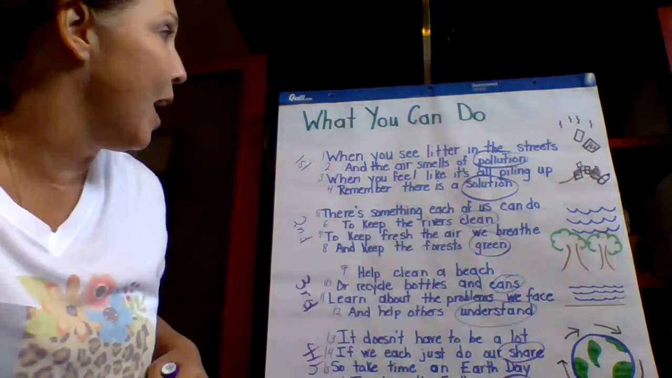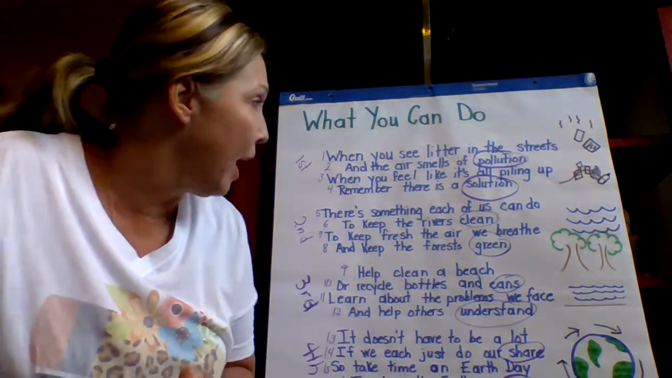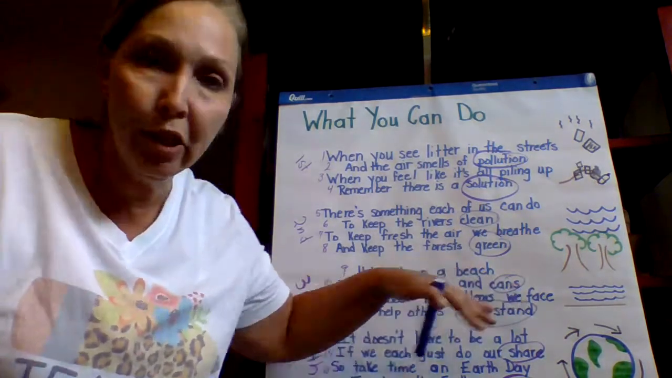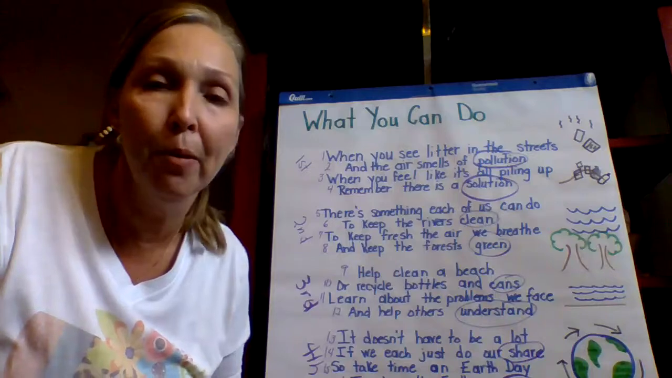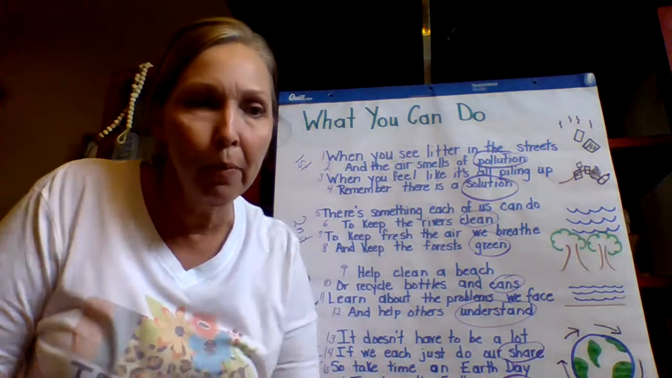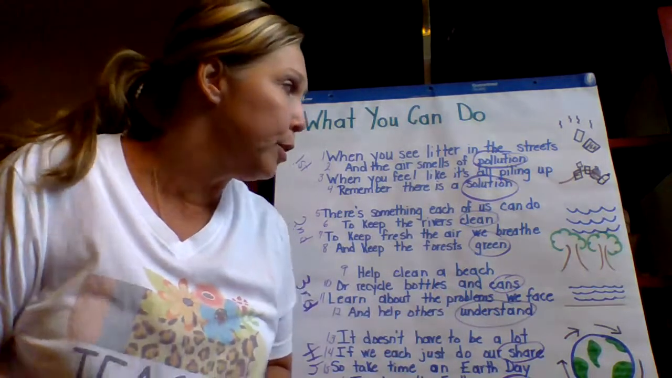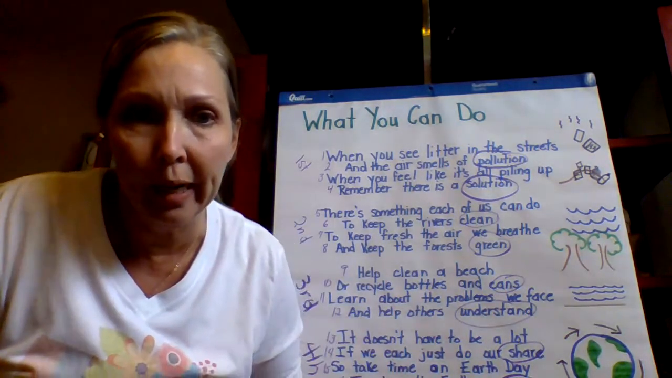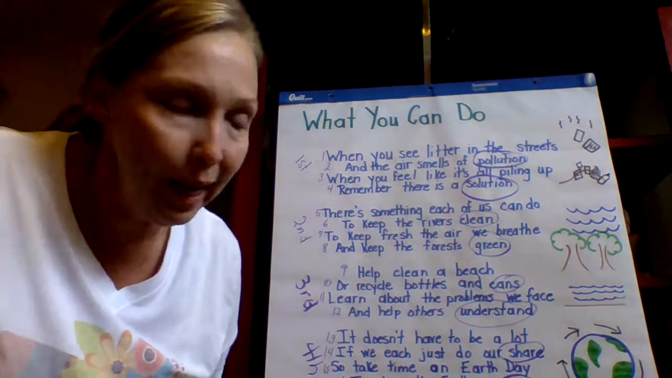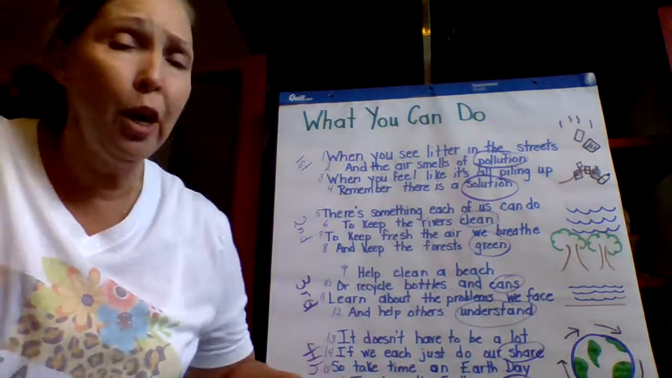Okay, says here to keep our beaches and rivers clean. Don't throw your trash out. Keep our forests green. Don't throw your trash. Clean up your beaches. Okay, and right now our beaches, well, some of them are starting to open up. Don't throw your bottles and cans down. Recycle them. Put them in a box and recycle those. And then talk to others about if you see someone littering or doing something to our earth. Talk to them. Tell them what they can be doing. Okay? It doesn't have to be a lot to show the earth we care.